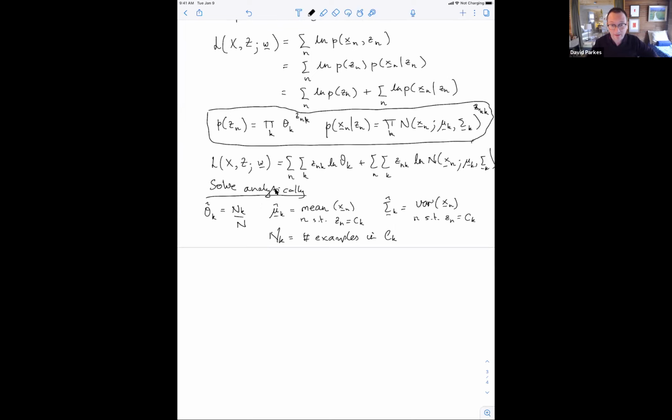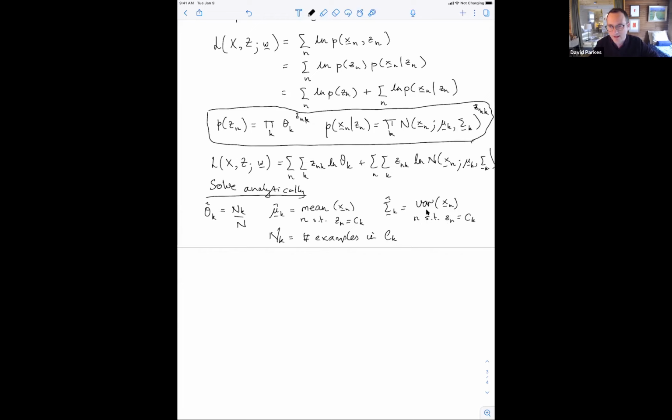So this says that if I have this very nicely formulated mixture of Gaussian model with labels on my classes, then I can estimate my probability that an example is in component K as the fraction of examples that are in component K. I estimate the mean of my class conditional distribution for component K as the mean of the examples that live in that component, the n's such that Z_n equals C_K. And then I can estimate my covariance by using the standard expression you've seen before for covariance of a multivariate Gaussian on data, where the data is the data that lives in component K.